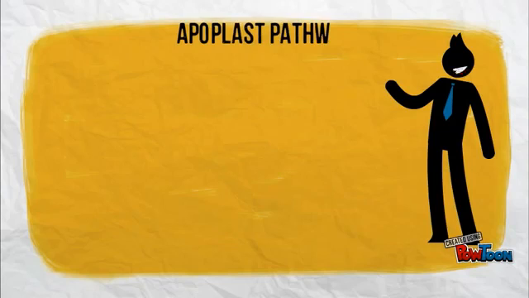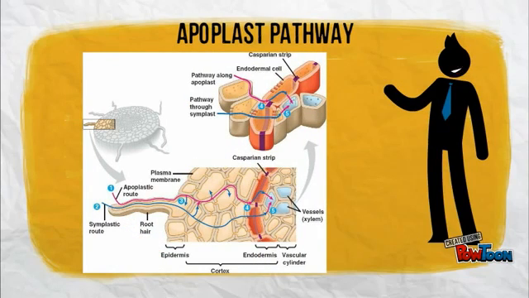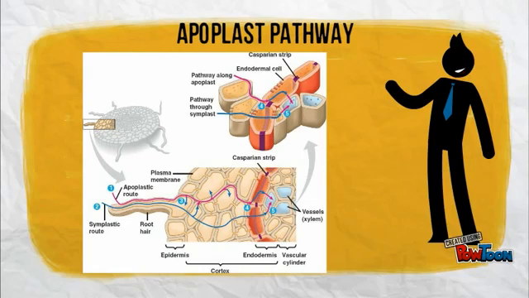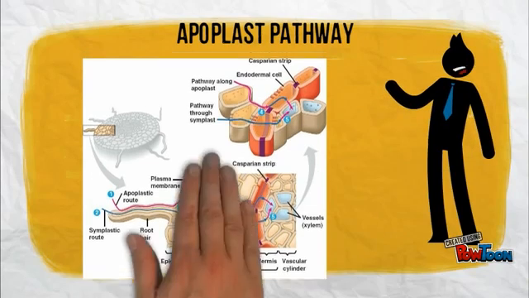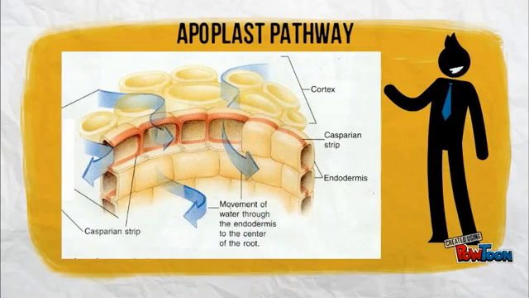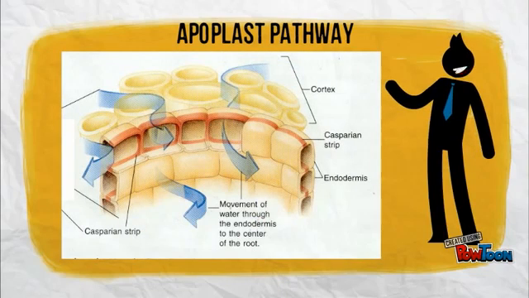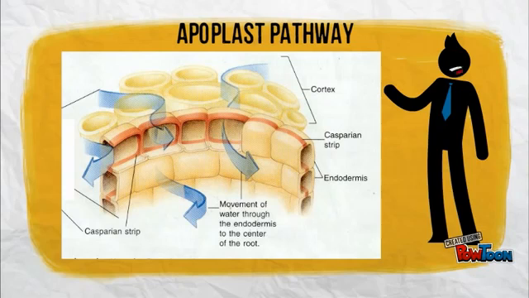Apoplast pathway. This is the free diffusional space outside the plasma membrane of the plant cells. It consists of cell walls between cells and spaces. It stops at the endodermis due to the waterproof Casparian strip which seals the cell walls. Here water enters the symplast crossing the cell membrane by osmosis.